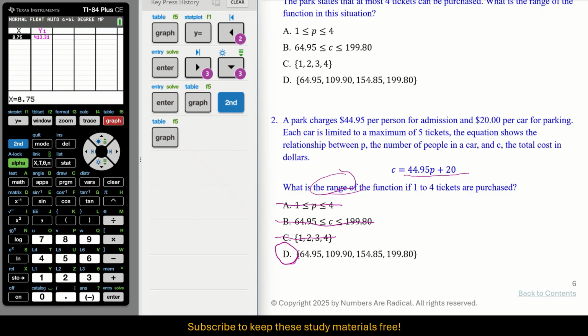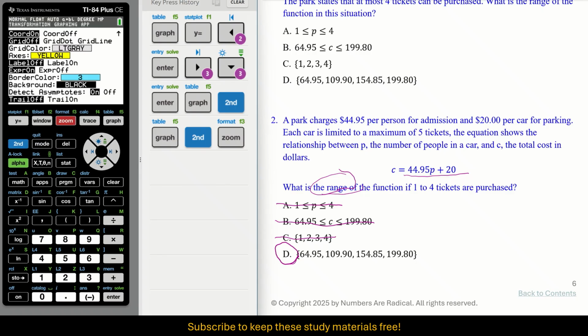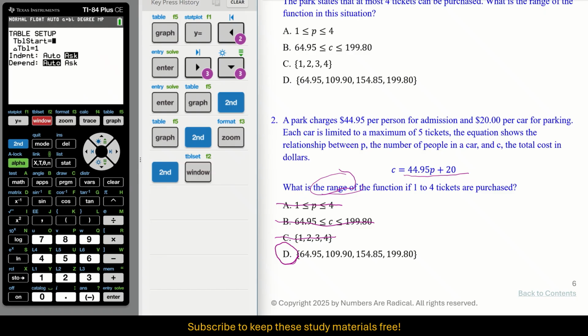Ooh, but looks to me like it's set up for another problem where it's got ask on. So let's see what's going on with that. Second and zoom. Okay, no, second window. There it is. Second window. Sorry, zoom wasn't what we needed. As you could see, that would change all the colors and everything. But what we really need is second window.